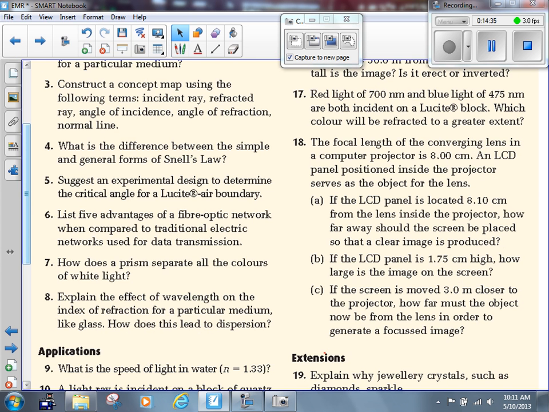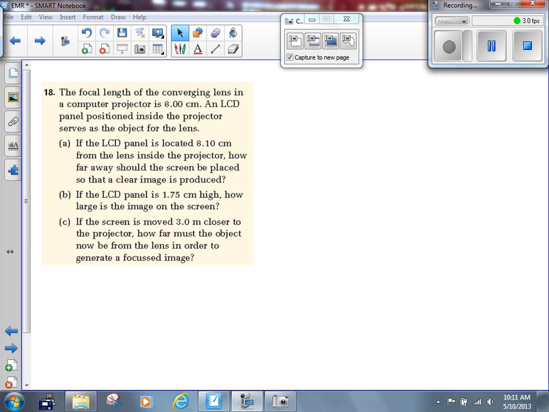All right, finally, question number 18 says the focal length of a converging lens in a computer projector is 8 centimeters. An LCD panel is positioned inside the projector and serves as the object. We want to find a number of things based on different scenarios here. It's a converging lens, so we're going to circle converging and write down the focal point is a positive value. Okay, and its value is, of course, 8 centimeters.